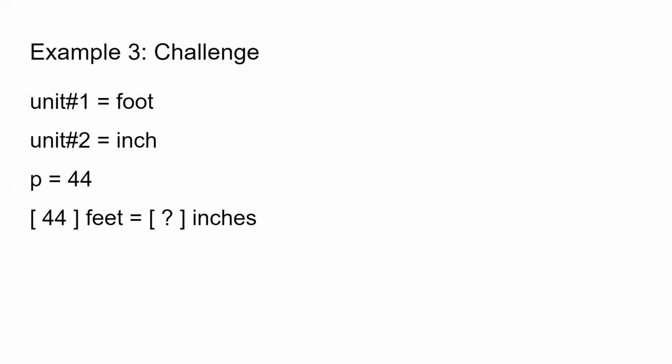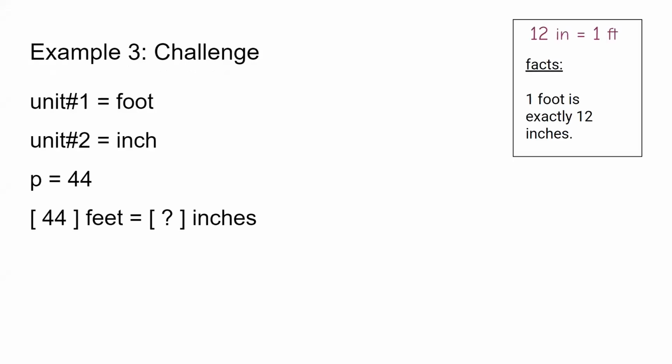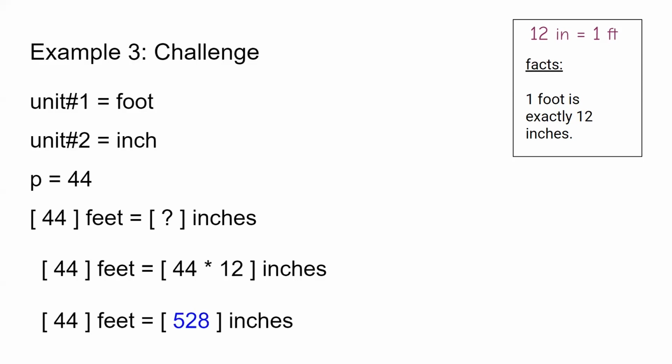Something we know that can save us some time about approximating is that 12 inches equals 1 foot. In other words, in 1 foot, there is exactly 12 inches. Therefore, we can do some math to calculate how many inches are in 44 feet. We can do that by multiplying 12 inches times 44. 44 times 12, using the calculator, is 528 inches.